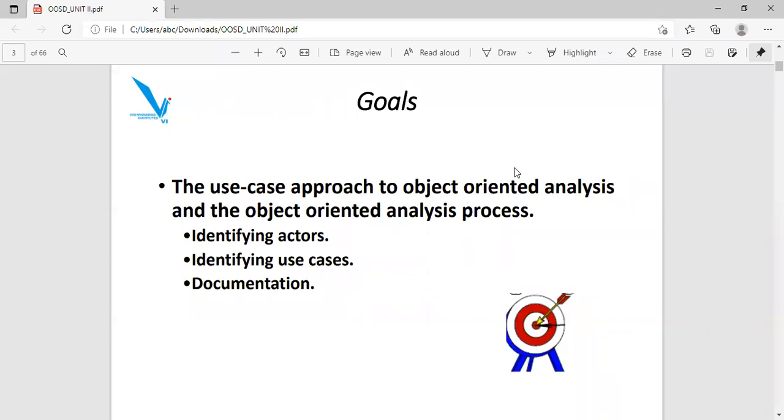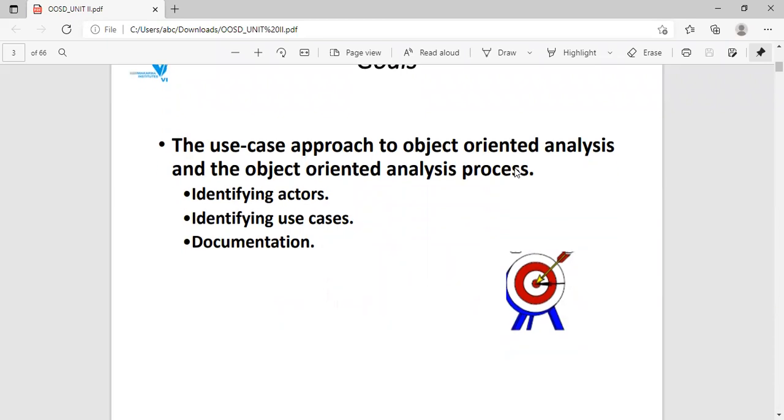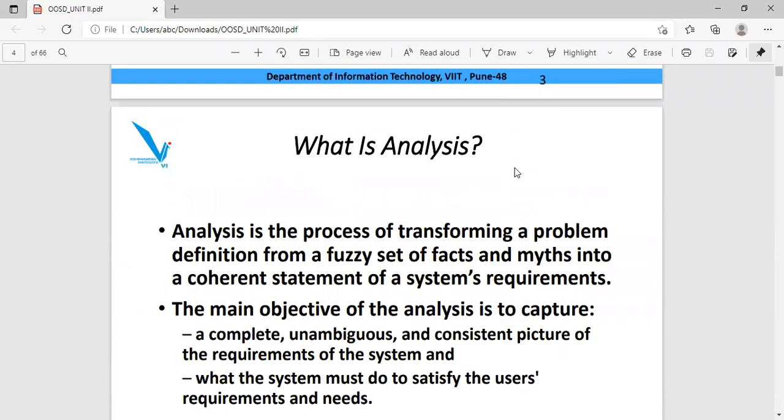We will also use some associations, which include the include and extend associations, where we write the formal use cases, and in the use case scenario we have to understand the realization part. So when you consider the use case approach to object-oriented analysis and the object-oriented analysis process, what do we want to do here? We want to identify the actors, identify the use cases, and according to that we have to do the documentation. This is the goal of this particular unit.